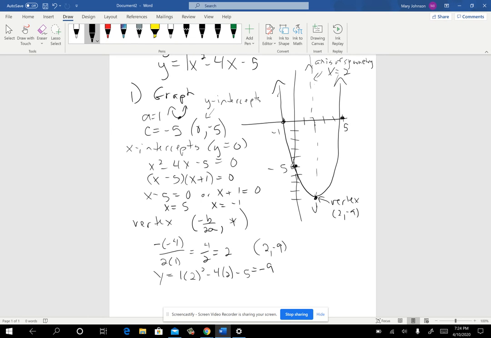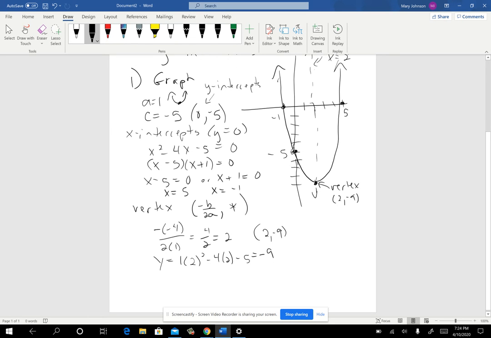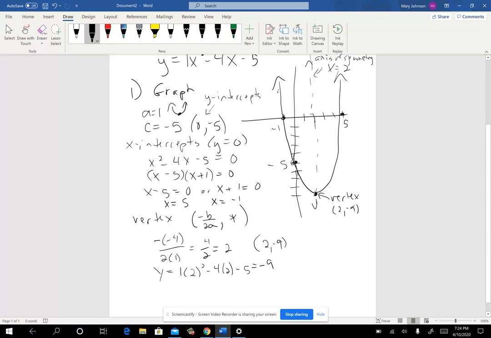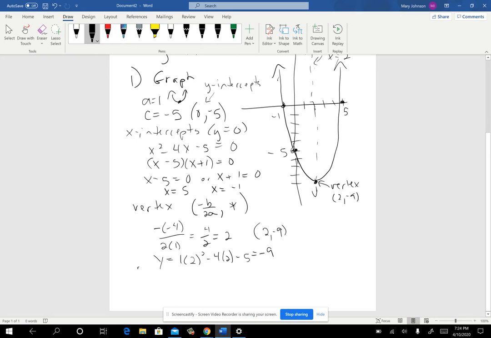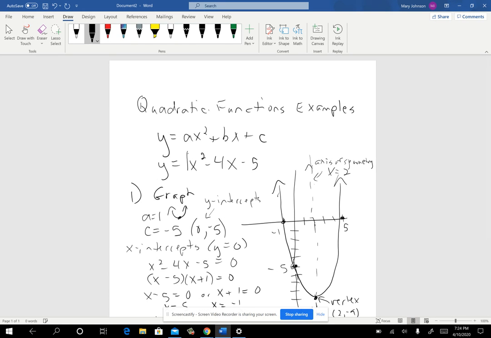So sometimes the question that you're going to see in homework or maybe on the test will be just to graph a parabola. But sometimes they do this. Okay, so let me get to a new sheet.